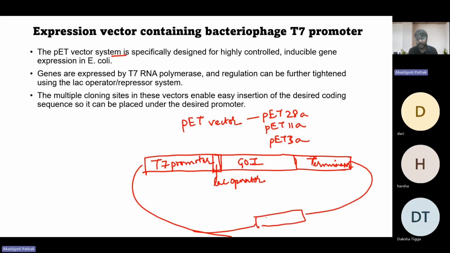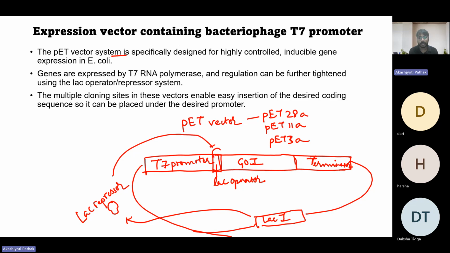I'm drawing it very badly. So this is the lacI gene. What happens? This gene will code for your repressor protein, the lac repressor. Once you have this lac repressor, it will go and bind to your operator, and your T7 RNA polymerase will not be able to transcribe your gene of interest.